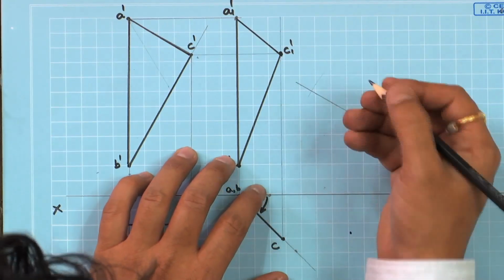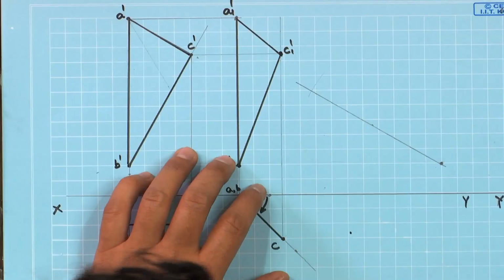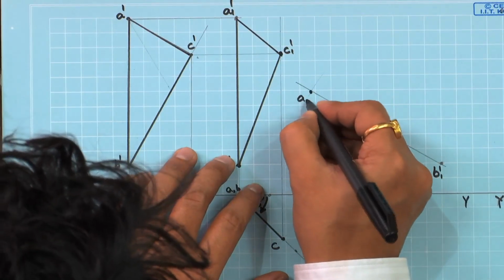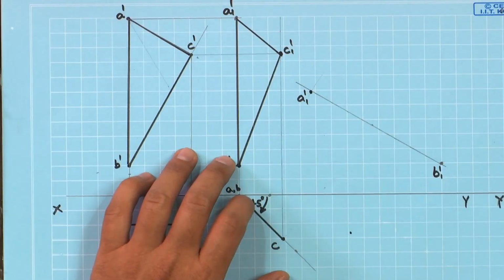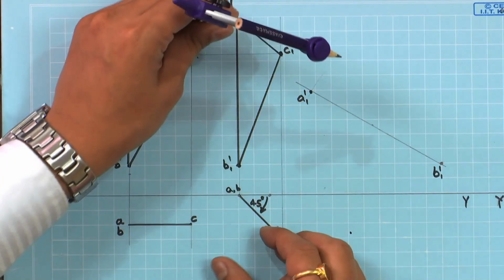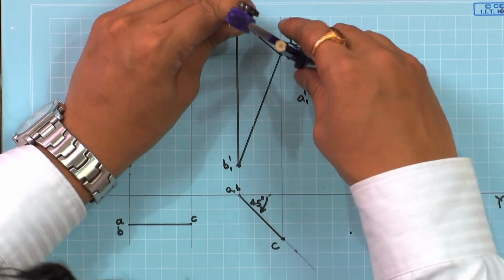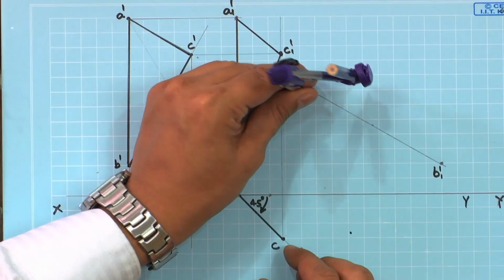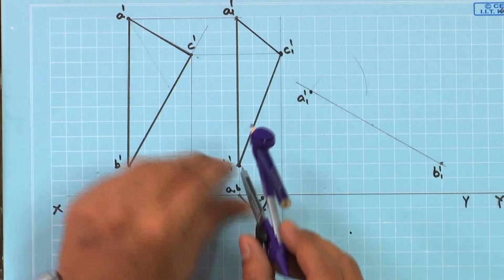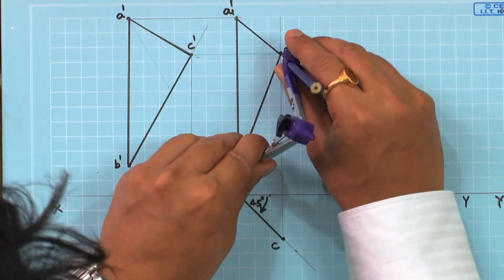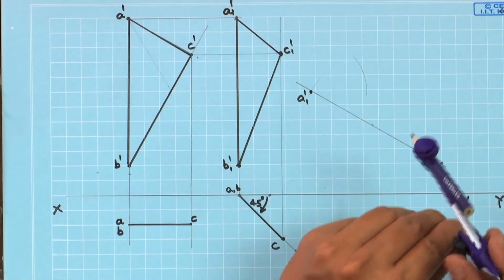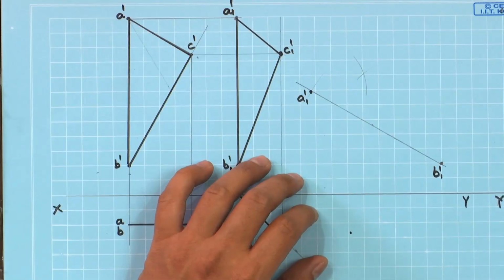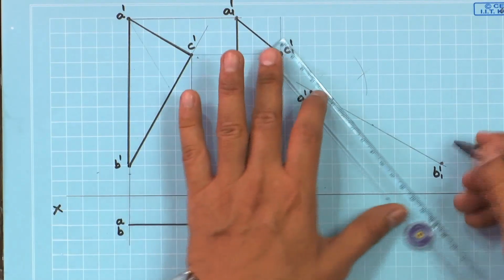So, our B1 point is, A1 point here, C1 point will be the same by transferring from here whatever the radius we have. Join these by lines.